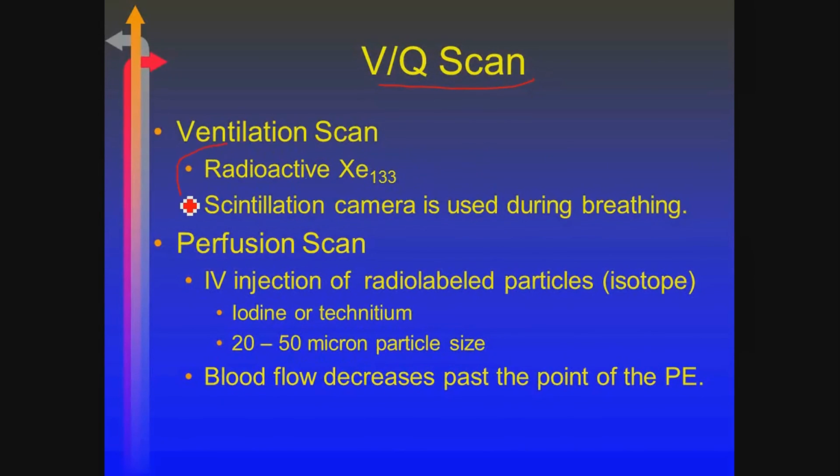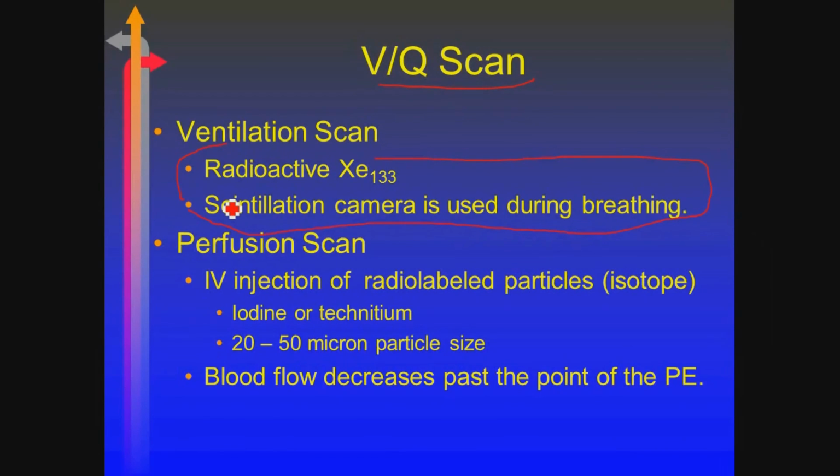What a VQ scan is, we use two radioisotopes. One is radioactive xenon that is inhaled, and with a nuclear study, what ends up happening is a radionuclide is placed inside the body, and the amount of radiation that is emitted by you, the patient, is captured, as opposed to an X-ray where I'm taking a radioactive beam and putting it through you. This is one where we're actually putting a substance into you and you're emitting it.